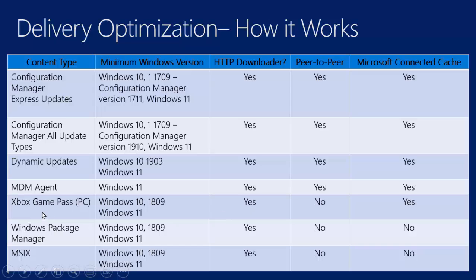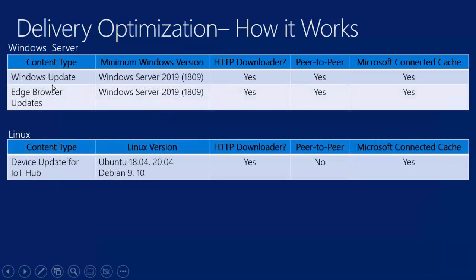So we do support Xbox Game Pass stuff, but notice we only support it for direct HTTP download, no peering, no Microsoft Connected Cache. Windows Package Manager, yes, for HTTP download, no peering, no Microsoft Connected Cache. And then MSIX files, same thing, direct download, no peering, no Microsoft Connected Cache. And then for Windows Server, it's only Windows Update and Edge browser updates.